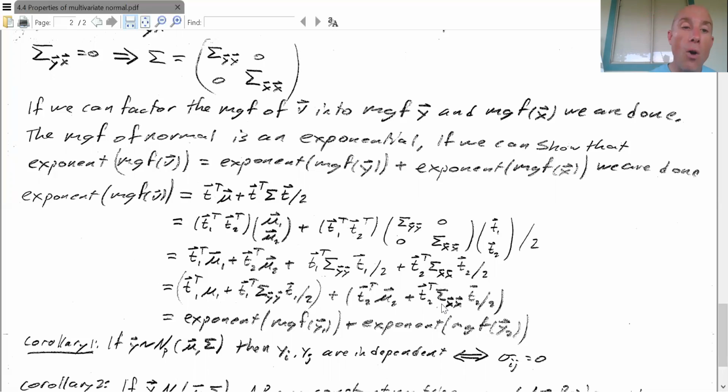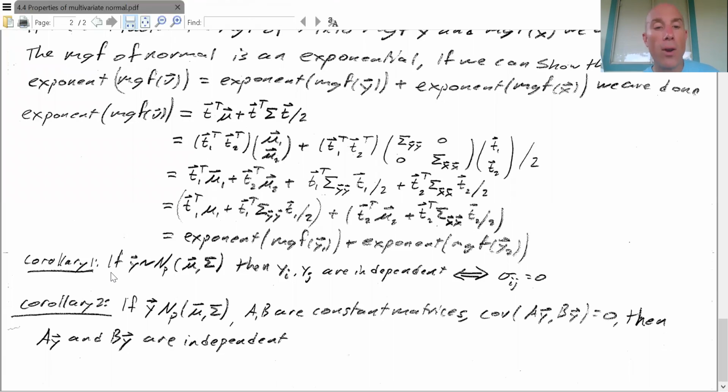Therefore, we know for certain that this exponent is equal to the sum of these 2. If I think about what happens with taking e to the power of something, and I've got addition, well, addition becomes multiplication, which means I can factor the MGF into an X part and a Y part. I can factor the MGF into an X part and a Y part, which means that I have independence between X and Y. Boom, we've got it.